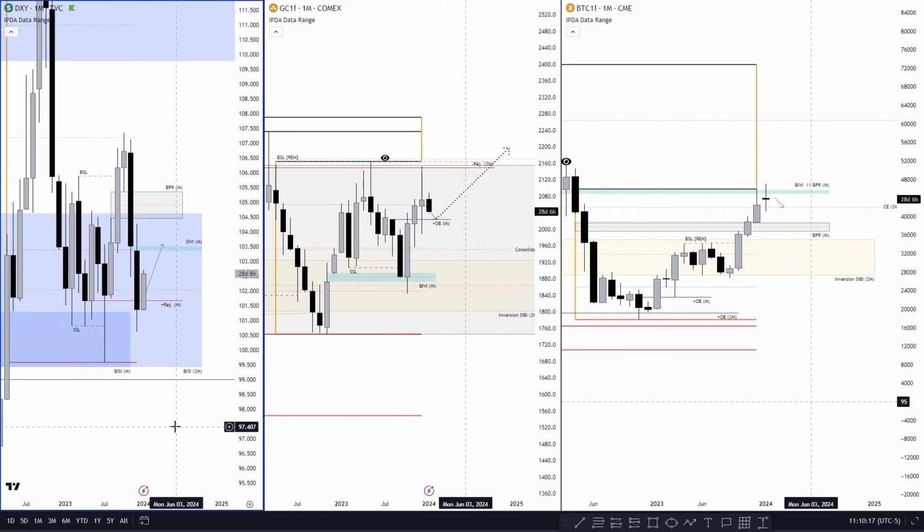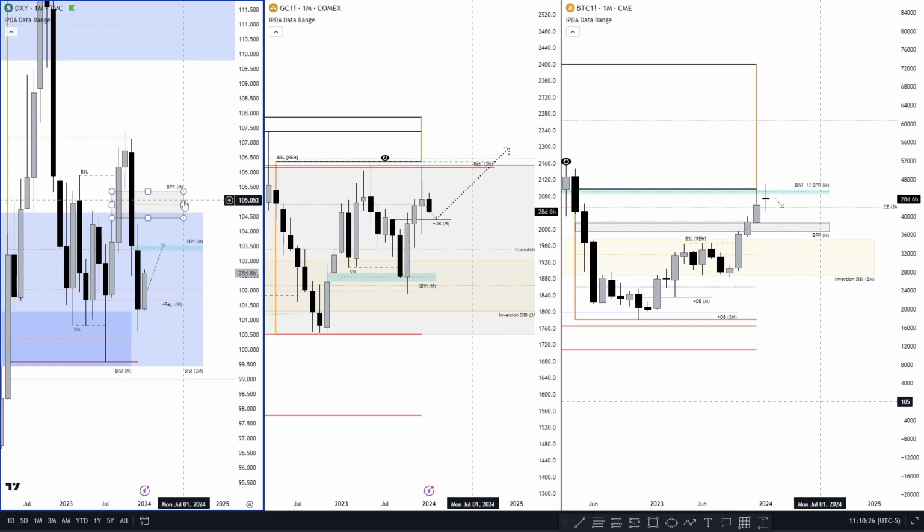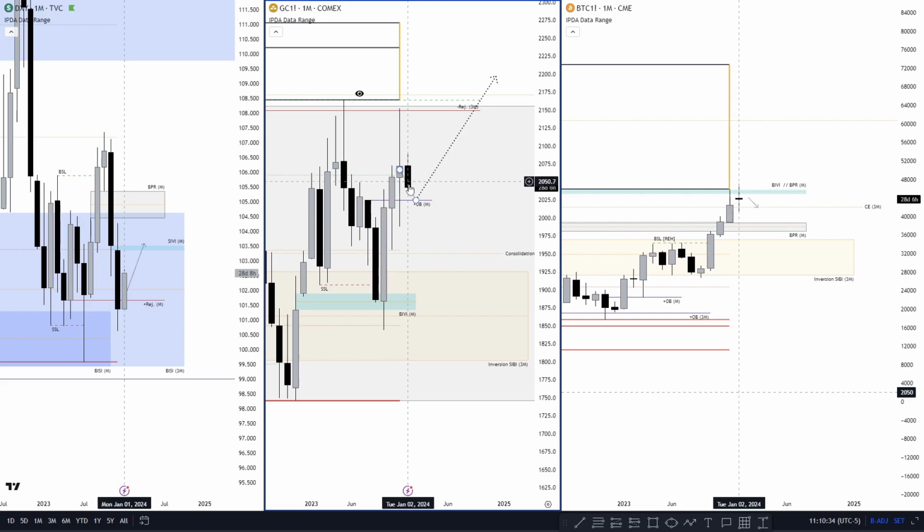We can see if the DXY is going to retrace, I'm aiming for this monthly SIBI here, possibly even expanding into this balanced price range here if we do start displacing higher. For gold, I see a retracement into this monthly bullish order block here, which is these 2 consecutive down close candles before moving higher. We can move even lower, but for now I'm just mentioning this point here.